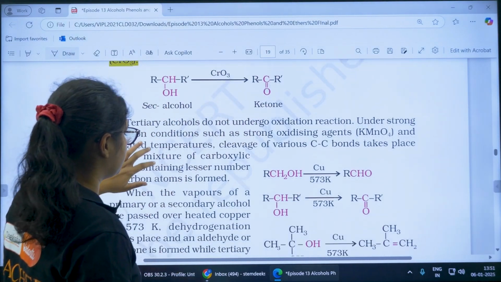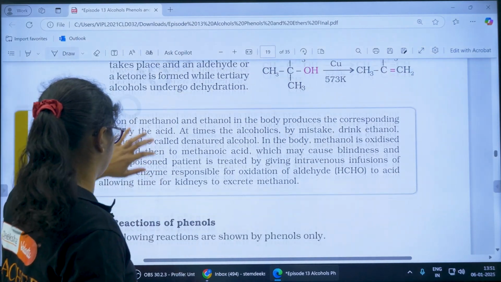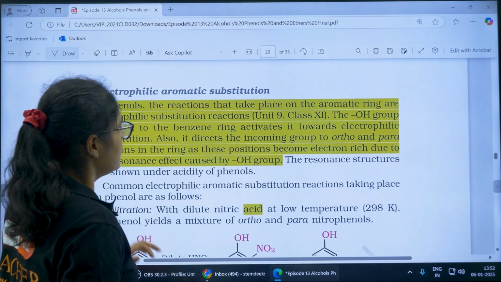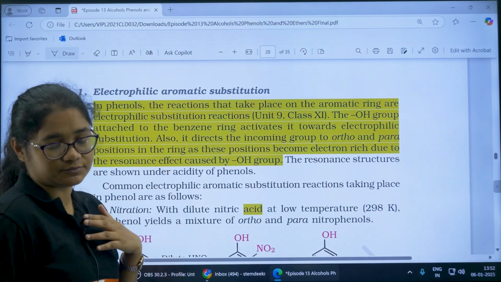Next we have copper at 573 Kelvin and its reactions. All of you will be knowing about this reaction. Next, coming to reactions of phenols. In phenols we find electrophilic substitution reaction.